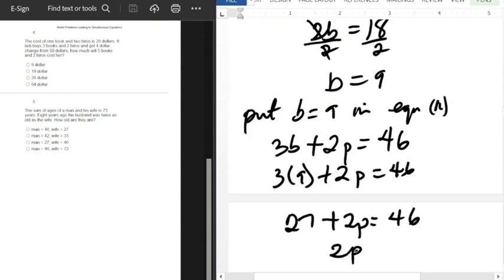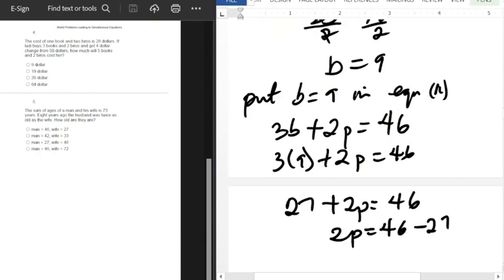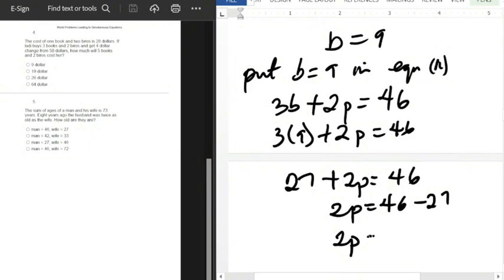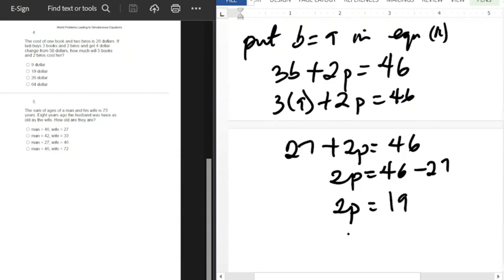We collect like terms. That is 46 minus 27, so that is going to give us 2P equals 46 minus 27, which gives us 19. So that means divide by 2. So P equals 19 over 2.